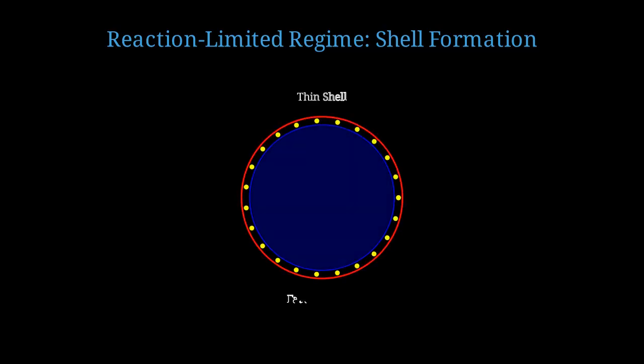Now let's consider the reaction-limited regime. Here, diffusion is fast, but the chemical reaction between monomers is slow. In this case, monomers quickly reach the interface but react slowly. The result is a thin, uniform shell that grows linearly with time.